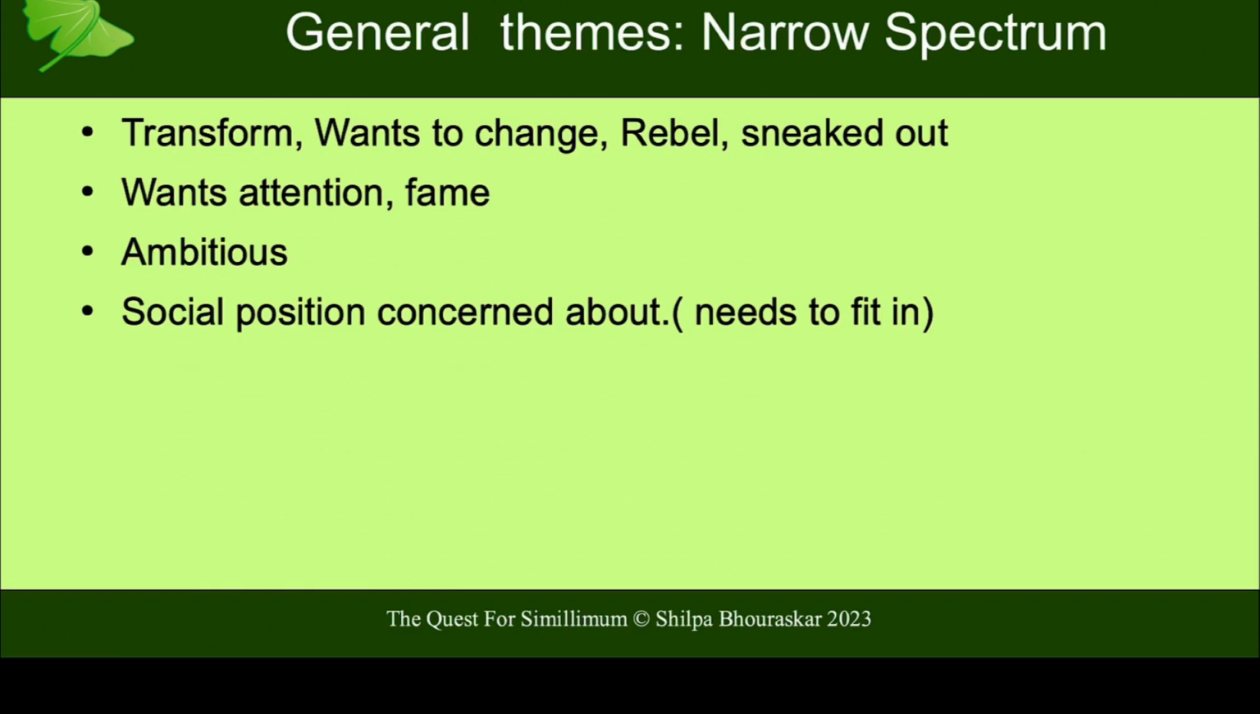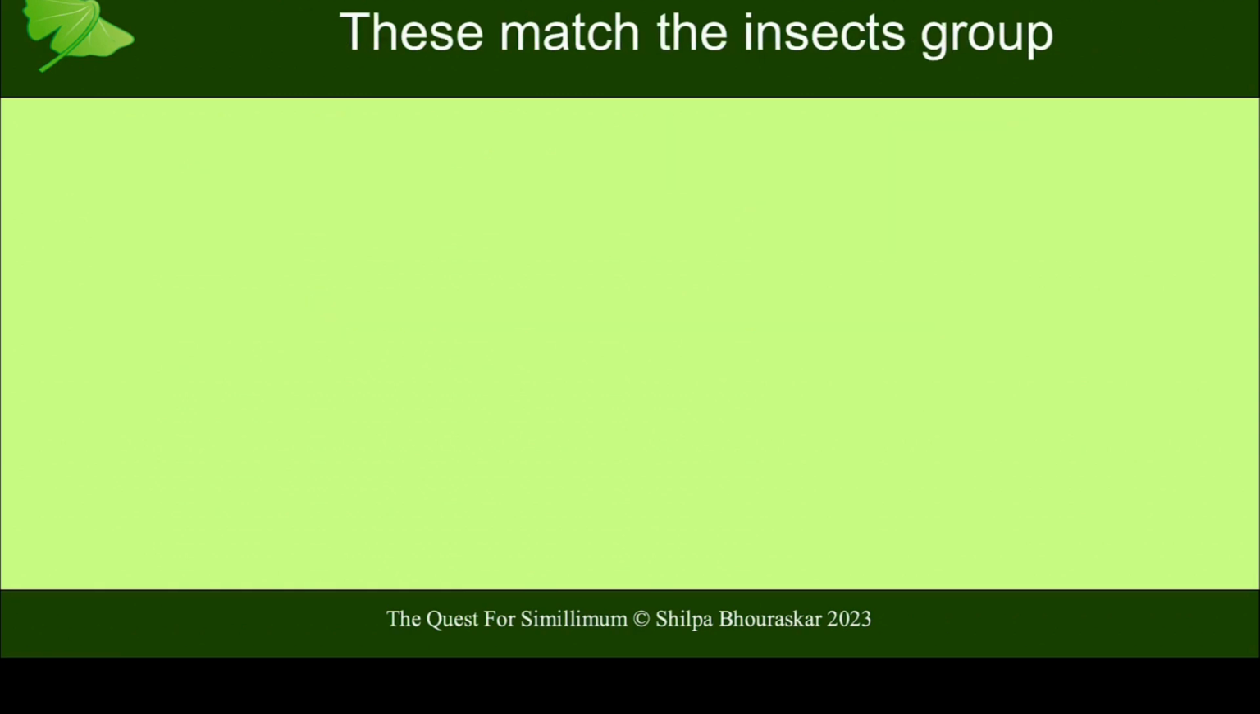Right? Can you see? This is the more narrow spectrum within that survival zone of animals. These are the themes of the insect group. Right? So that is how you understand from the broad to the narrow.